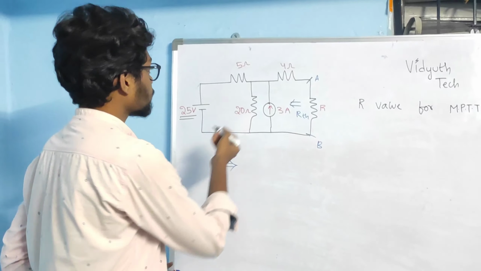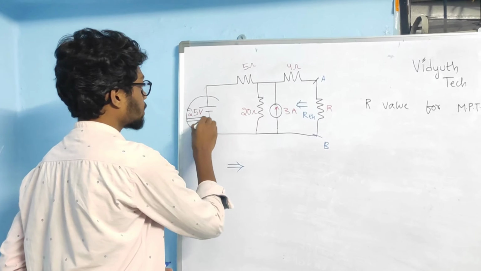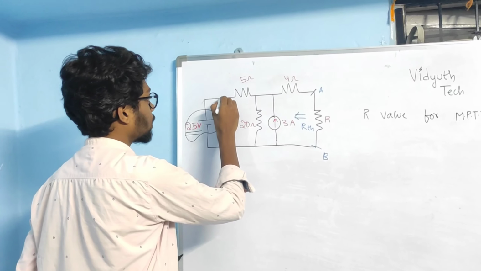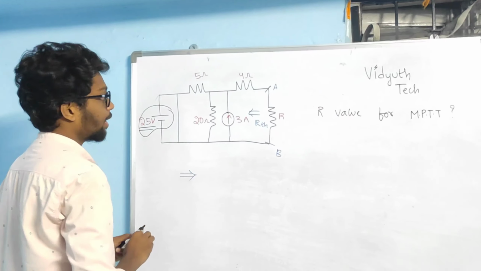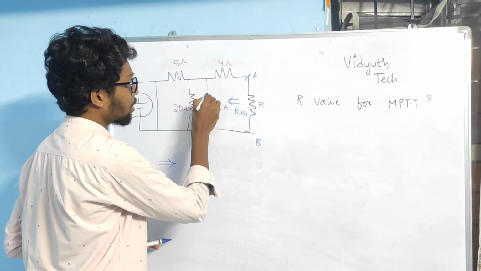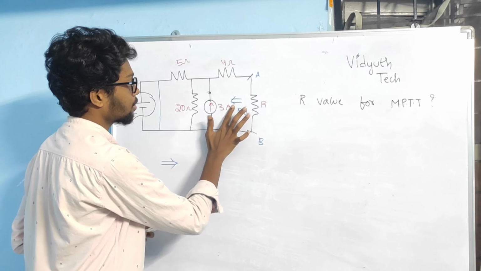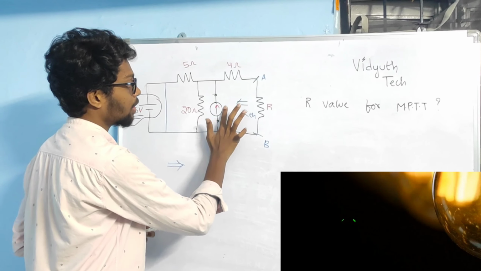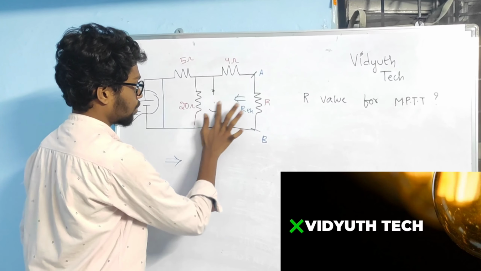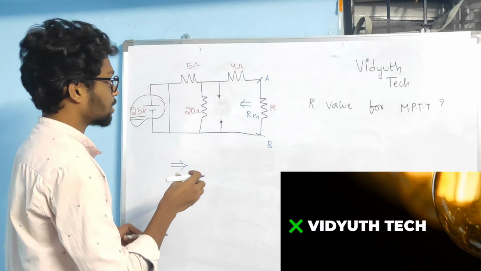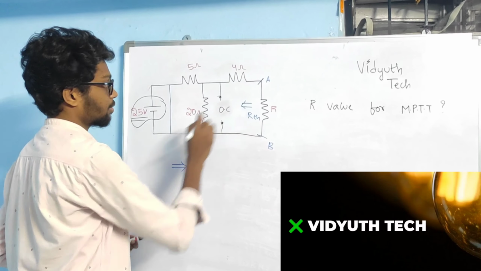Okay, so I am short circuiting this voltage source because we have to find the Thevenin's resistance. I am shorting it over here and I have to open circuit the current source. I am opening it over here, so I am taking the current value as 0, as we know current is 0 under open circuit.